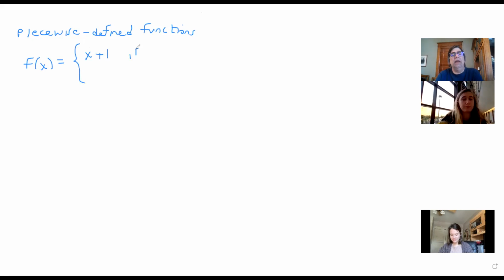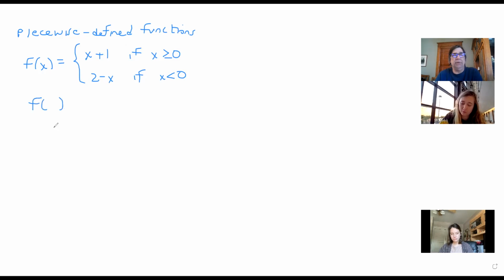So if I take a number that's bigger than or equal to 0, maybe I define the first formula to be like x plus 1. If I take a number that's less than 0, maybe my second formula is going to be something like 2 minus x. So if we think about the toolkit functions, x plus 1 looks a lot like x. 2 minus x looks a lot like x. But you can only use this output if you give me an input that's bigger than or equal to 0.